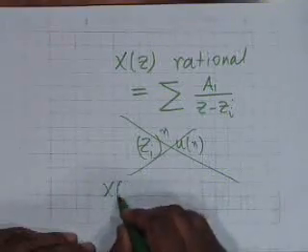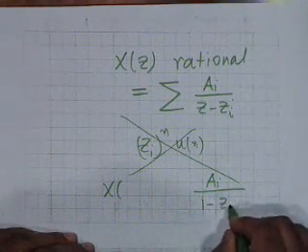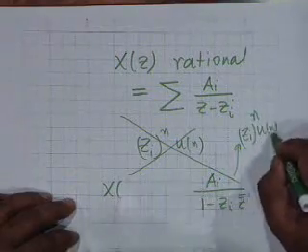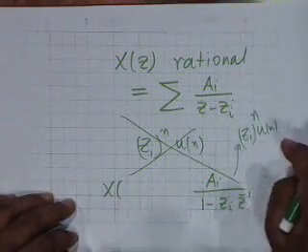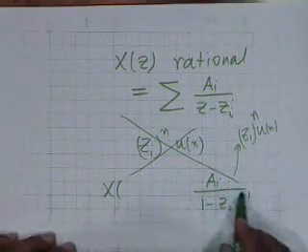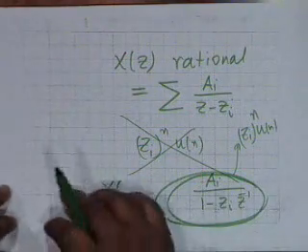And therefore, I don't want it to be expanded like this. This is the point that I am making. What I want is A_i divided by 1 minus z_i z inverse. This is what I want. Then I know its inverse transform: z_i to the n u of n, or minus z_i to the n u of minus n minus 1. So, partial fraction terms must be of this form. And the trick is very simple.